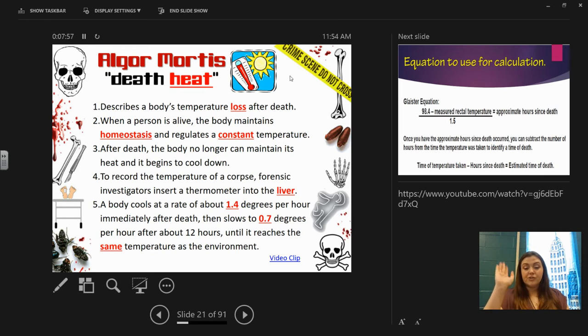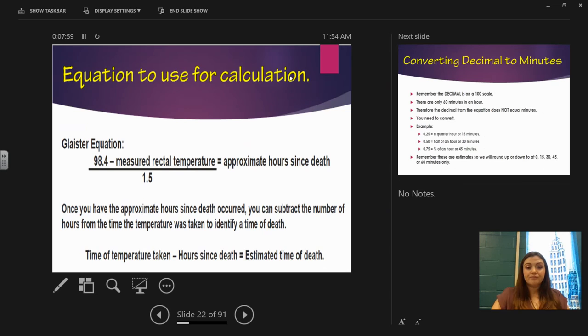Okay. Now, for our purposes, we're going to ignore the fact that we go from 1.4 to 0.7. We're just going to use this formula, which simplifies it a little bit. Basically, they're saying the average is 98.4. So you take 98.4, subtract the measured rectal temperature, and then divide by 1.5, because that's how many degrees we usually lose per hour. That gives the approximate hours since death, how many hours it's been since they died on average.